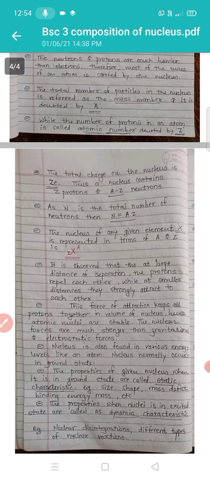The proton carries positive charge, and the neutron is neutral in charge. The total number of particles in the nucleus is known as its mass number, denoted by A, while the number of protons in an atom is called the atomic number, denoted by Z. Then there are the static properties and the dynamic properties of the nucleus. This is the composition of the nucleus, and here we complete this part.